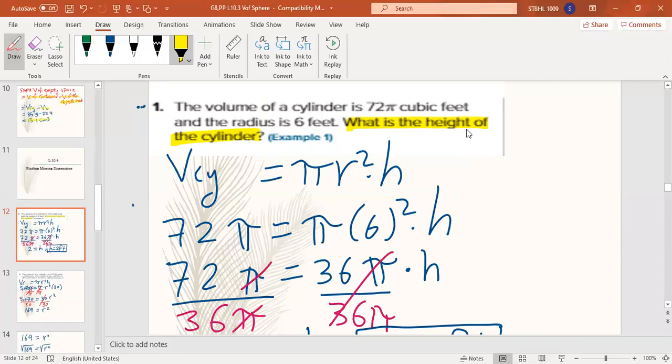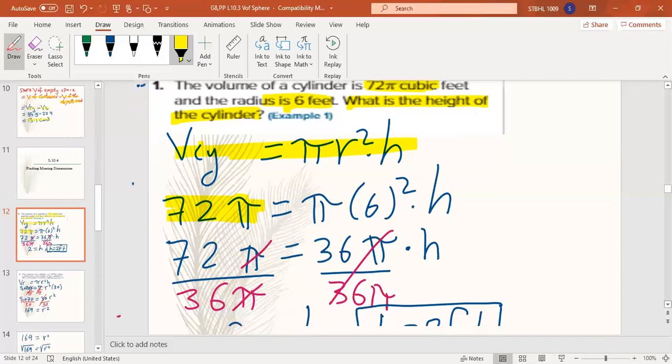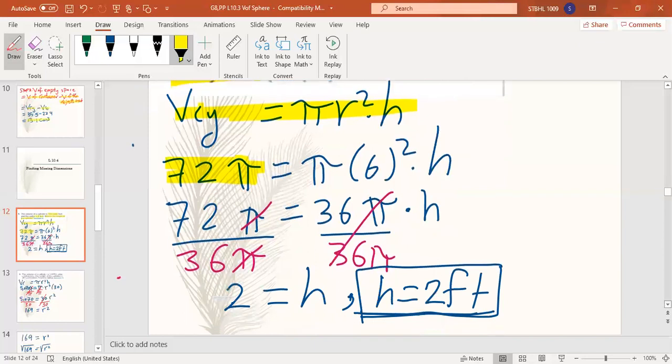It's volume of cylinder, which is pi r squared times height, and we go directly and substitute by the given volume instead of the word volume which we wrote in to the left side. So 72 pi equals pi times 6 squared, which is radius of the given cylinder times height. 6 squared is 36 and we need to isolate h. So we will divide both sides by 36 pi. So we'll cancel 36 pi. So height equals 2 feet.